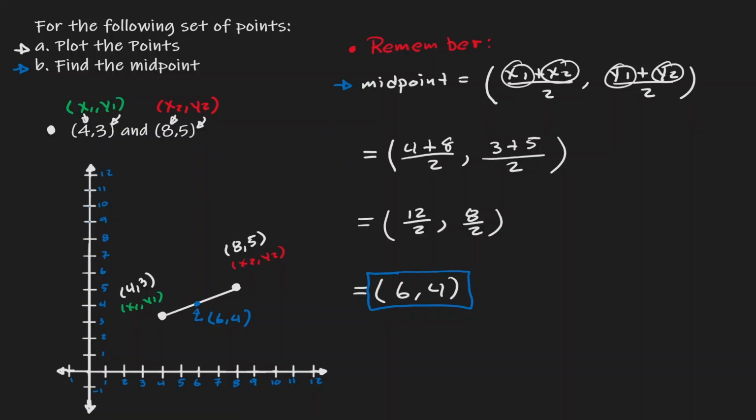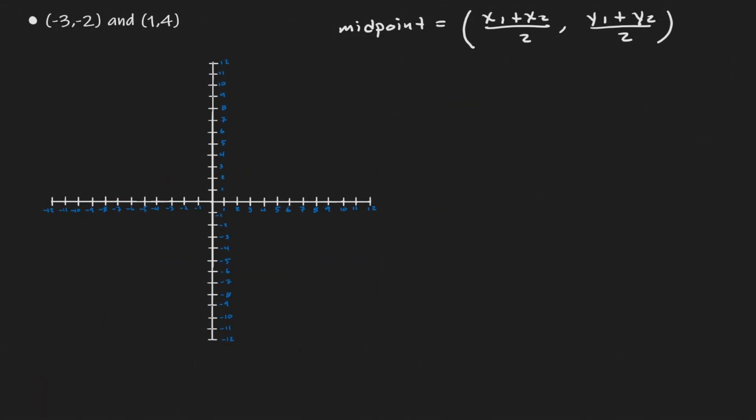Let's take a look at another example. Let's start by plotting our points, (-3, -2) and (1, 4). Let's connect those points. To use our formula, we need to define our components. So let's let (-3, -2) be my x1, y1. And let's let (1, 4) be my x2, y2. Now that we have identified them, it's just a matter of plugging it into our formula.